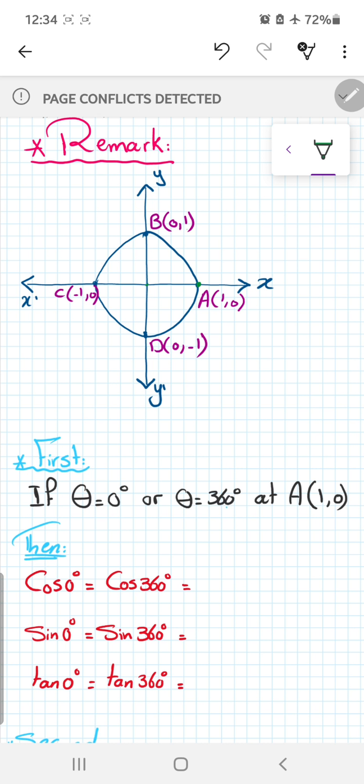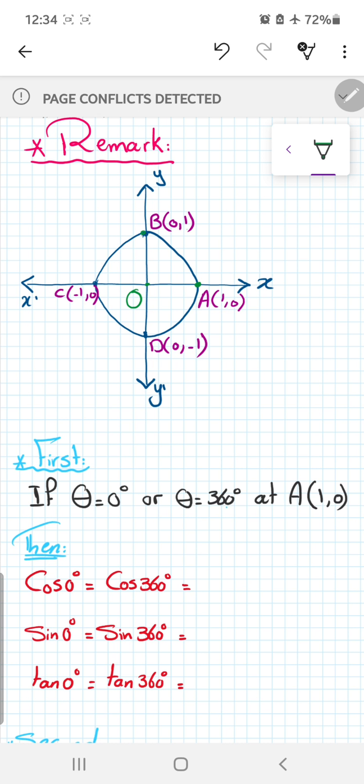We said before the unit circle, and we said the radius of the unit circle equals 1 centimeter. So here is the origin point and the center of the circle. OA equals OB equals OC equals OD equals 1 centimeter. So the coordinates of the point A equals 1 and 0.